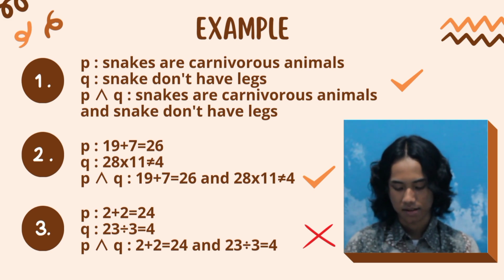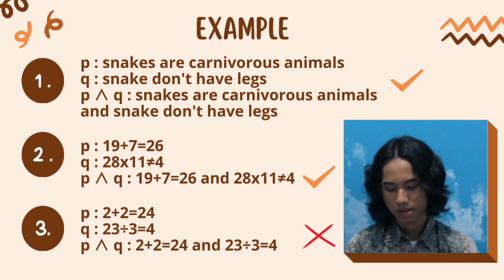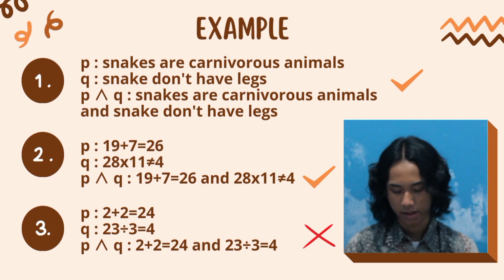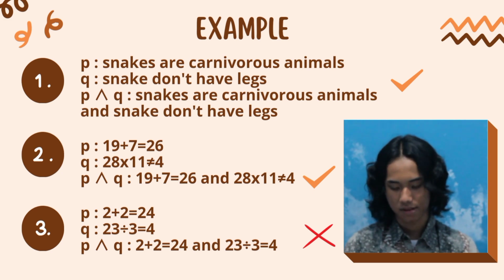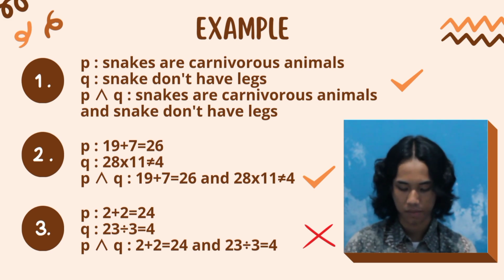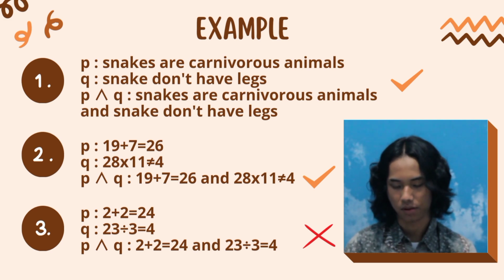The third example is P: 2 plus 2 is 24, and Q: 23 divided by 3 equals 4. P conjunction Q is: 2 plus 2 is 24 and 23 divided by 3 equals 4. The truth value of this sentence is false because both P and Q are false.